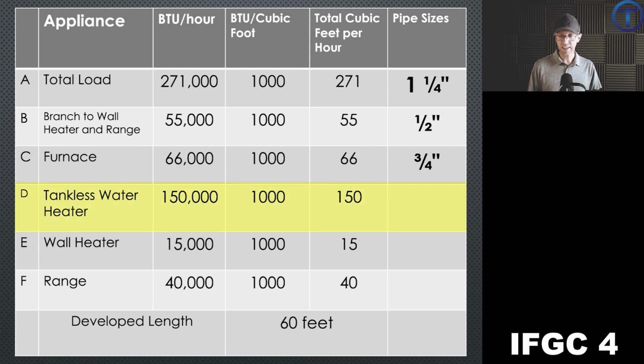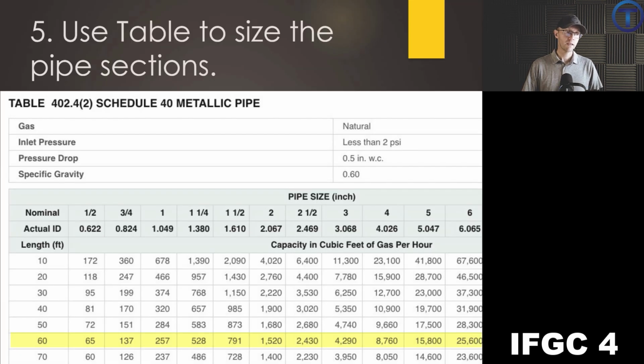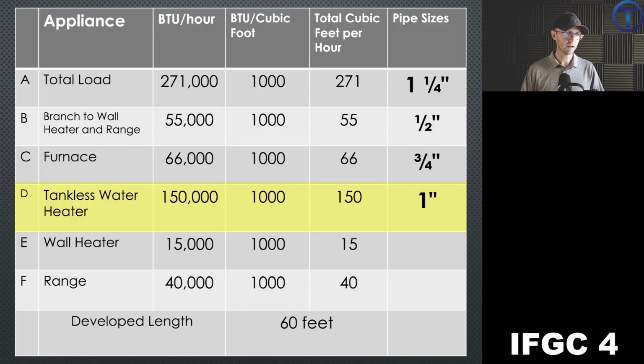What about D, the tankless water heater? 150 cubic feet per hour. Following that across, that's more than 65. That's more than 137. It's less than 257, so I can stay in this column, go to the top, and I've got a 1 inch pipe. I'll put that on my table. Tankless water heater is going to receive a 1 inch pipe all the way to the unit.